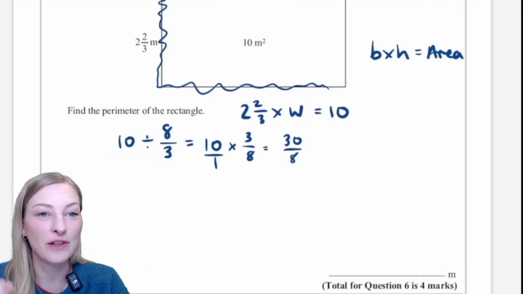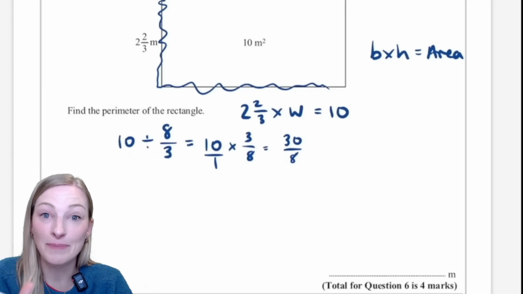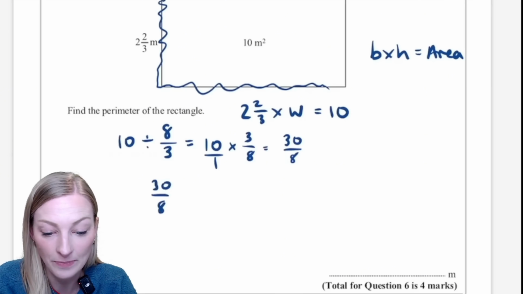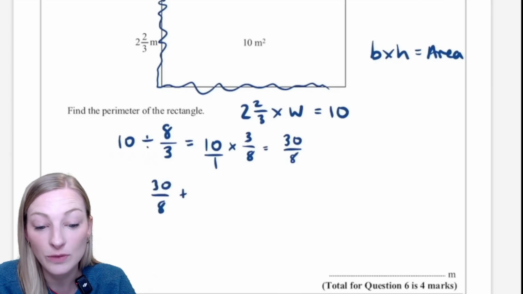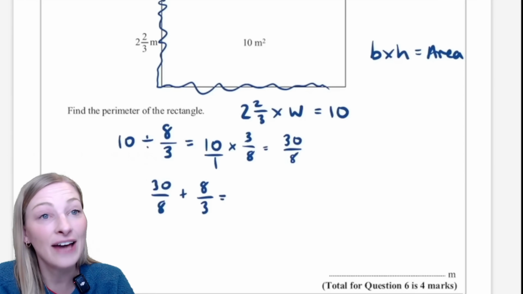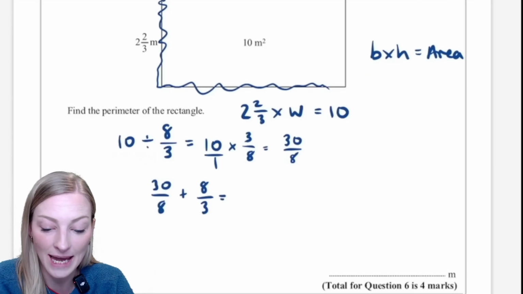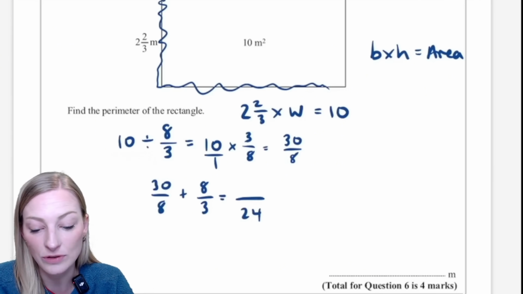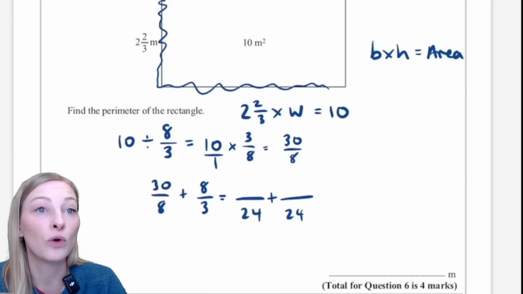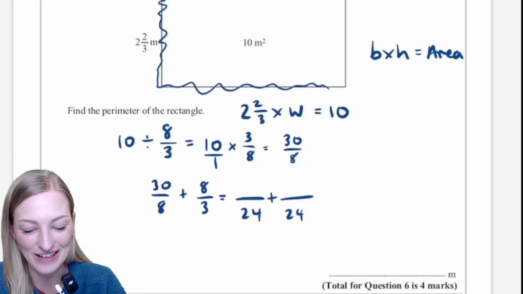We're now going to work out the perimeter. I'm going to start by just adding the base and the height. So this is going to be 30/8 that we just worked out. Add 2 2/3, which again, I'm going to make top heavy. So that is 8/3. And to add fractions, we need to make the denominators the same. So let's make both of these out of 24 because both 8 and 3 go into 24. 24 is in the 8 and the 3 times table.